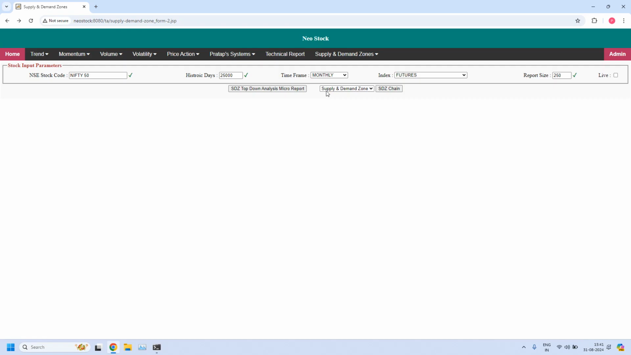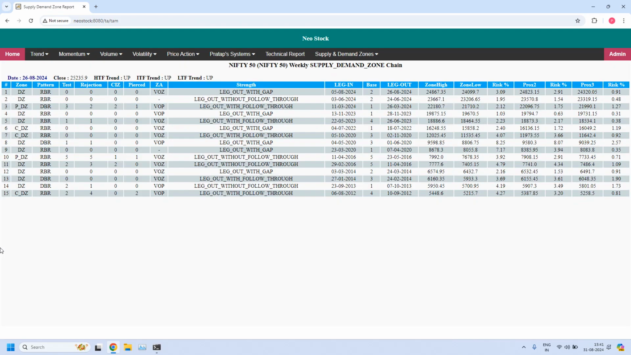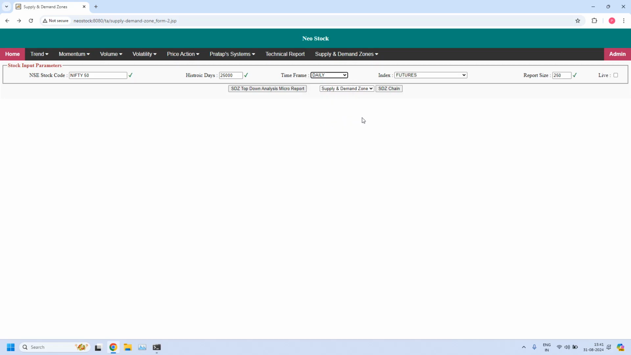Now the next time frame is weekly. I am generating a weekly supply demand zone chain for Nifty. The next time frame is daily. I am generating a daily supply demand zone chain for Nifty.